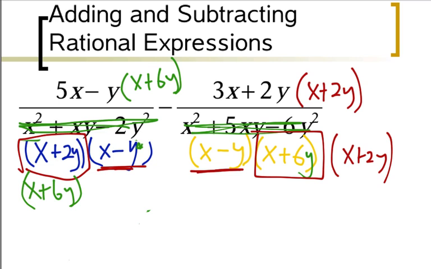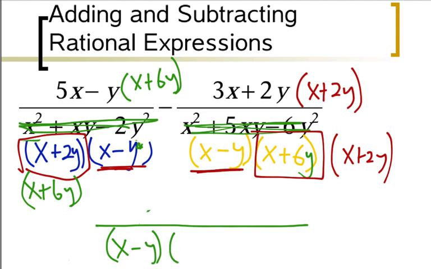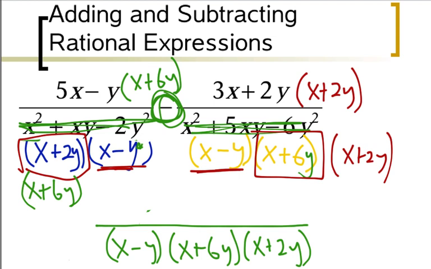So you can see how this turns into a little bit of a lengthy problem, but it's not much different from the other ones we've been doing. So I'll just write it all as one big denominator, x minus y times x plus 6y times x plus 2y. And then you just go ahead and multiply and FOIL the top. Now be careful because there is a minus sign here we don't want to lose. So I'll just work through it.